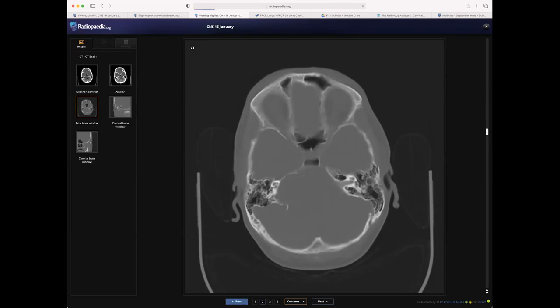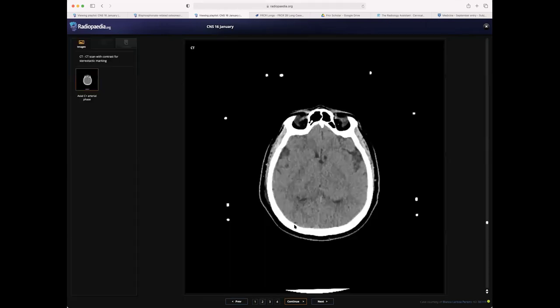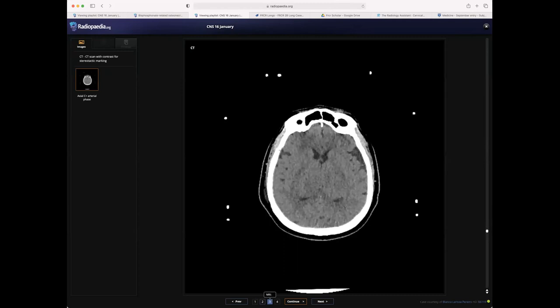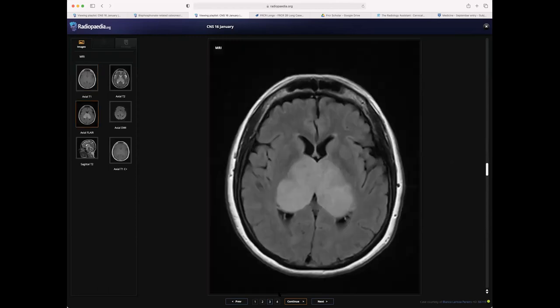Okay. This patient with confusion, and I missed it totally on the CT scan. Yes, it was difficult. I missed it myself, but it is a butterfly glioma, very well described.